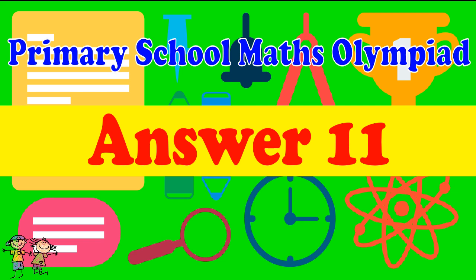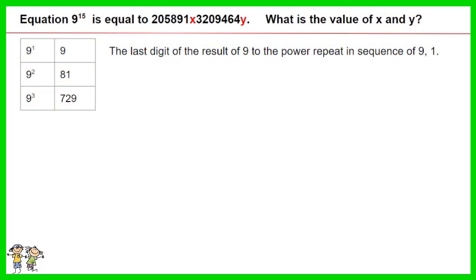Answer for question 11. Notice the last digit of the result of 9 to the power repeats in a sequence of 9 and 1. Given 15 is an odd number, thus y equals 9.